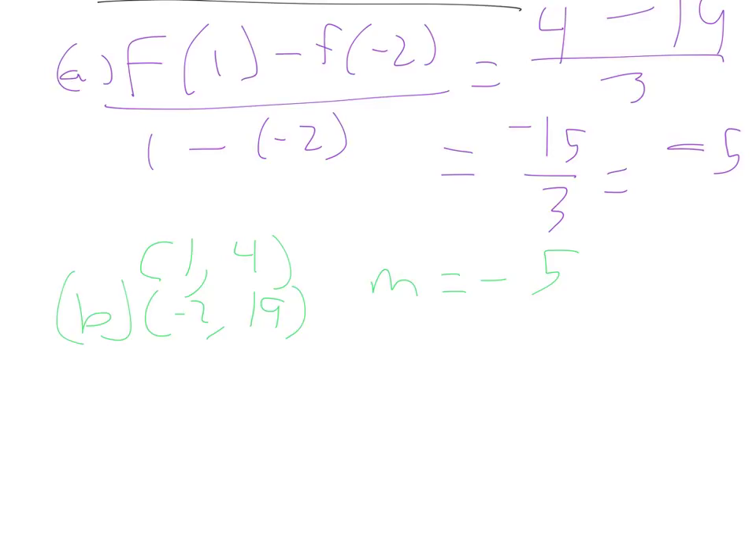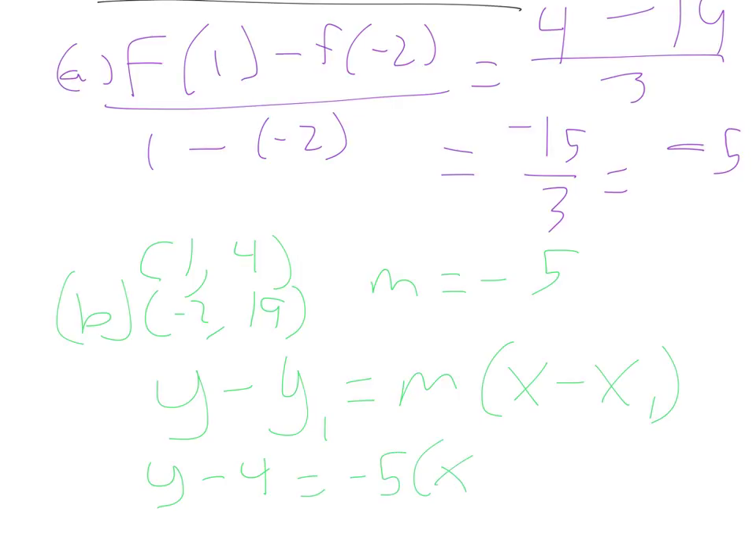So you can use that slope and one of those points, it doesn't matter, and use what we call the point slope formula. Y minus y1 is equal to the slope times x minus x1. I'm going to choose the point 1, 4. You could choose the point negative 2, 19. It really does not matter one bit. But anyway, if you plug it in, if you use the first point, it'd be y minus 4 equals negative 5 times x minus 1.